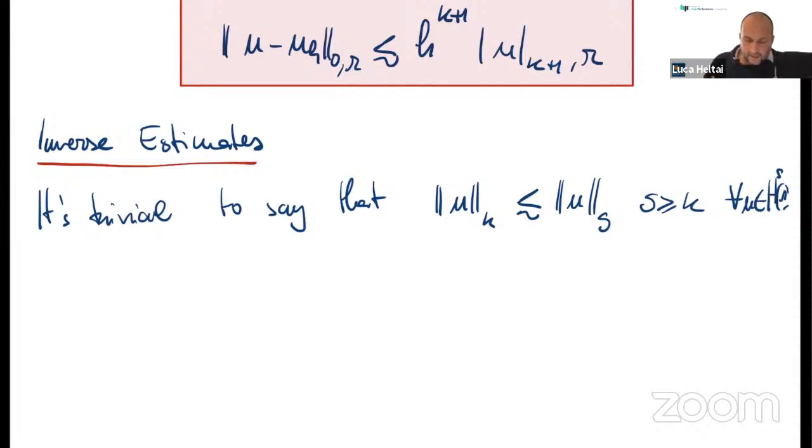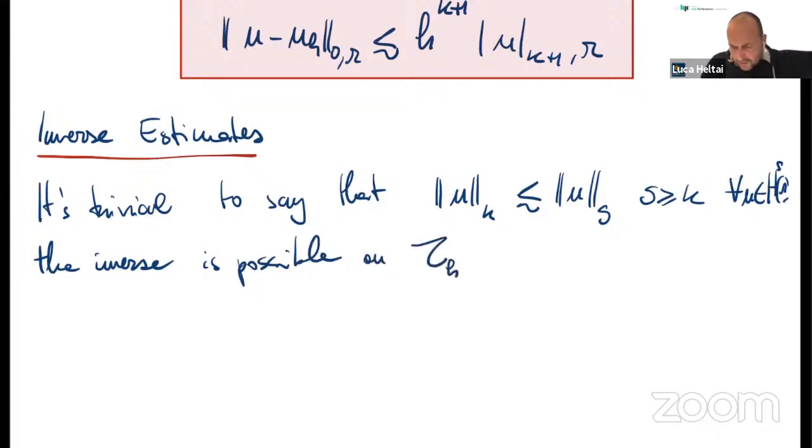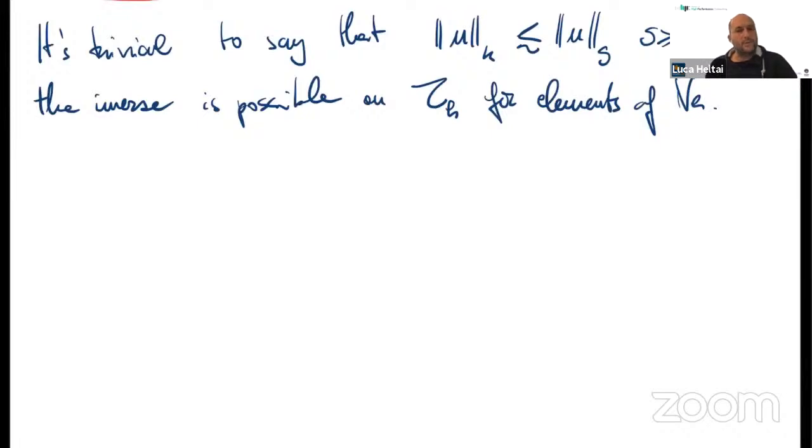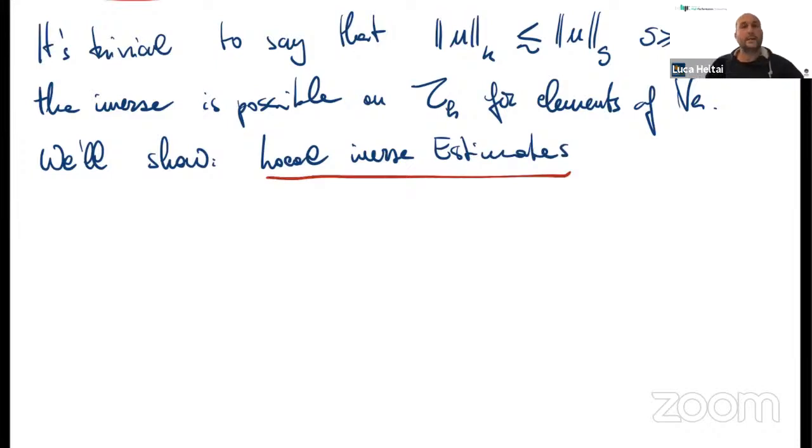The inverse inequality, and that gives the name, is possible on τ_h, not objects, sorry, for elements of the mesh T_h. And let's start by looking at this and by proving this for simple cases. So the idea here is that we are going to show the following things. Local inverse estimates. We start with this, and then we generalize this to global ones.